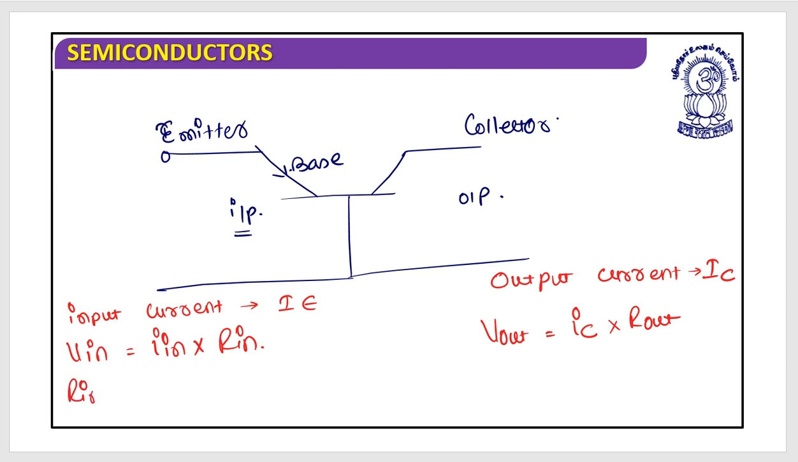This R in is also sometimes called the RE, and this R out is sometimes called the load resistance, or sometimes people will call it the collector resistance. It is something like this. So please note this.